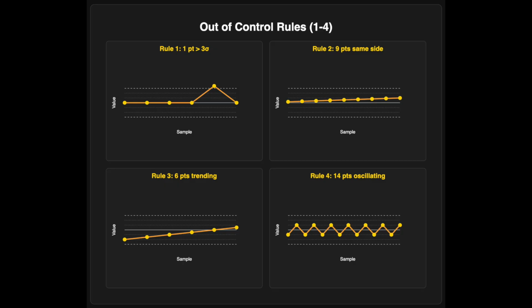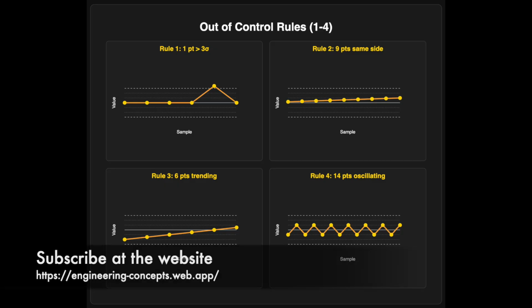Rule 1 flags any single point beyond 3 sigma, signaling a major shift. Rule 2 flags 9 points in a row on one side of the mean, indicating a bias. Rule 3 detects 6 points trending upward or downward, suggesting gradual drift. Rule 4 flags 14 points alternating, which often reveals cyclical effects.